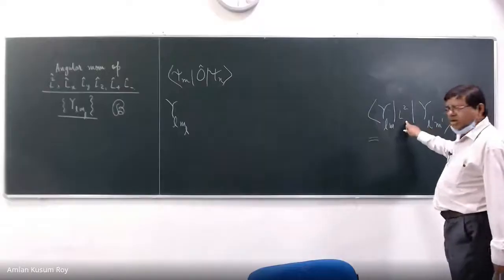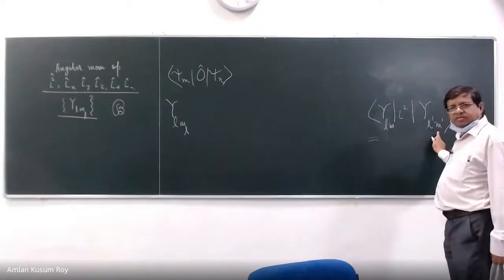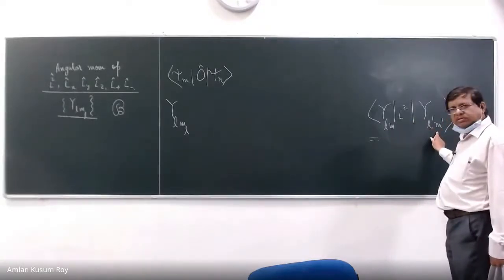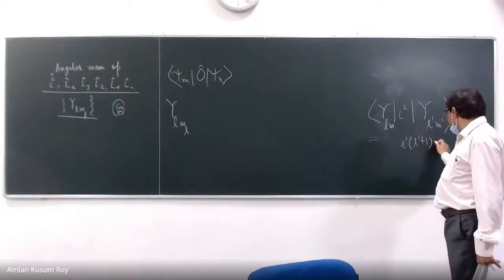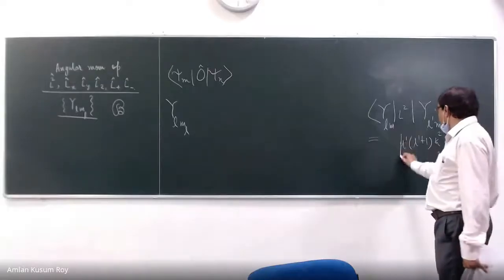L square is there, right? Operator. Yes, sir. And you have this ket. What will happen to L square acting on Y? It gives L prime into L prime plus 1, h cross square, and Y_{L m}. L square acts on the ket, and this one remains as such.